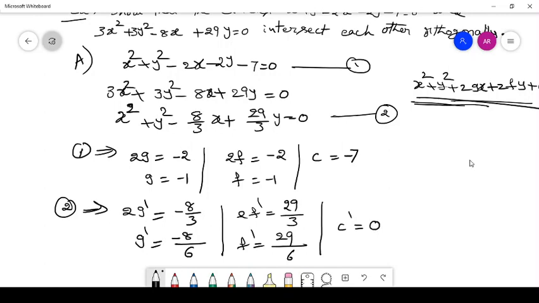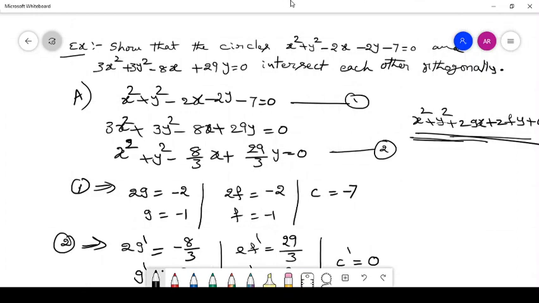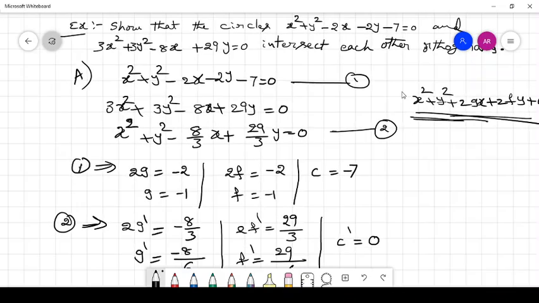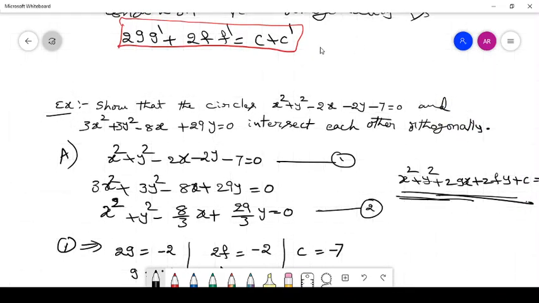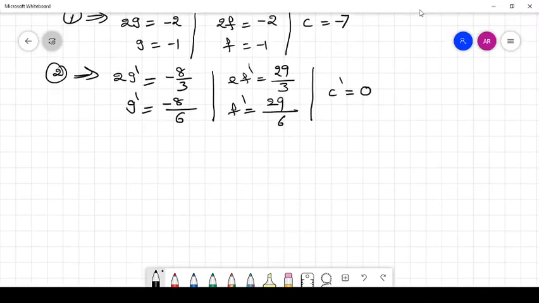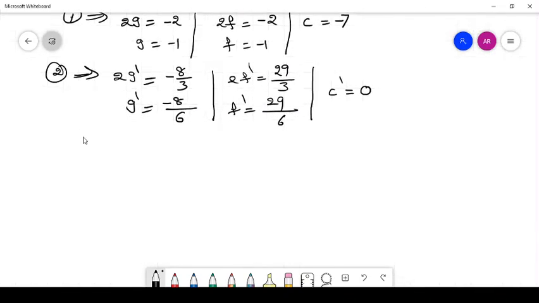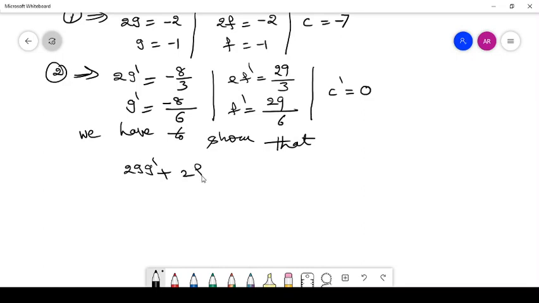Next, we have to show that the given two circles intersect each other orthogonally. So what is the condition for orthogonality? 2g dash plus 2f dash is equal to c plus c dash. This is the condition for orthogonality. So we have to show that 2g dash plus 2f dash is equal to c plus c dash.